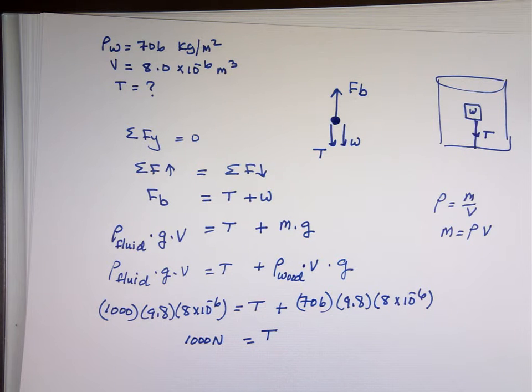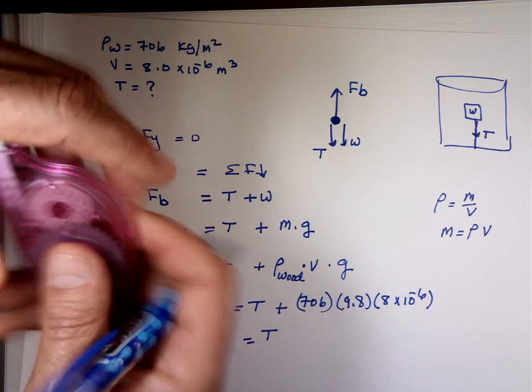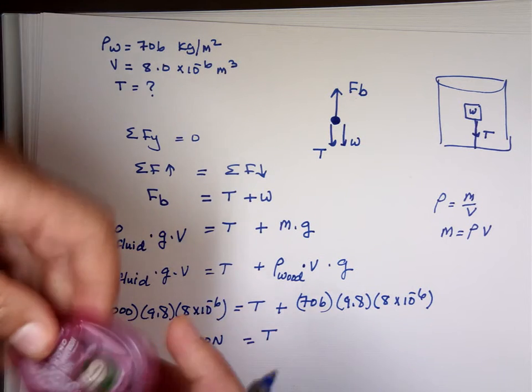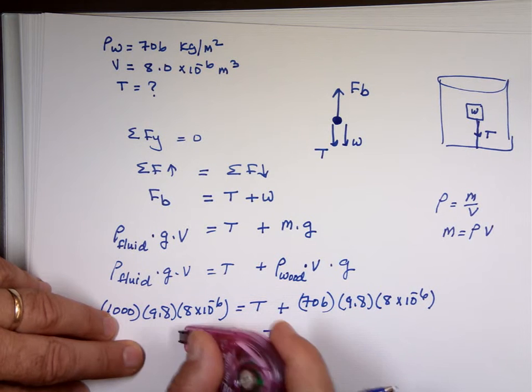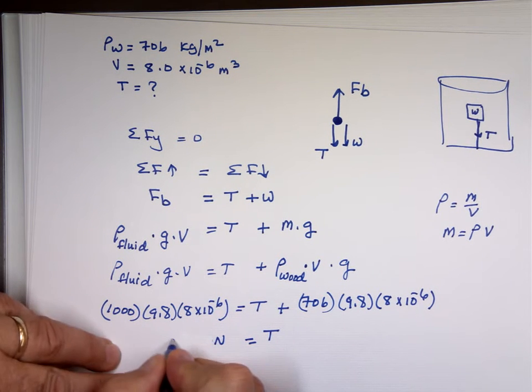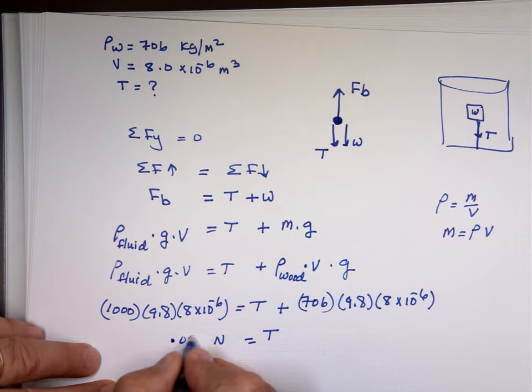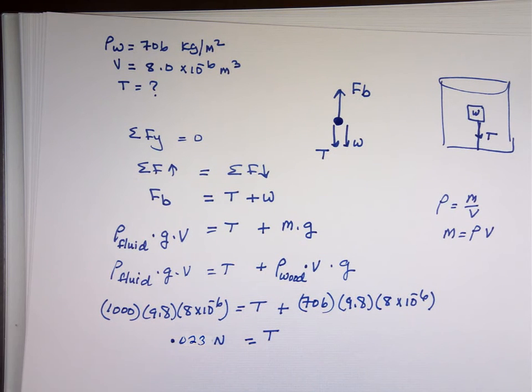Maybe I forgot the minus sign. E to the negative 6. Oh, what a difference. 0.023. Is that what you got? I got 0.023 Newton, I don't know how I came up with 1,000. And that's the tension in the string.